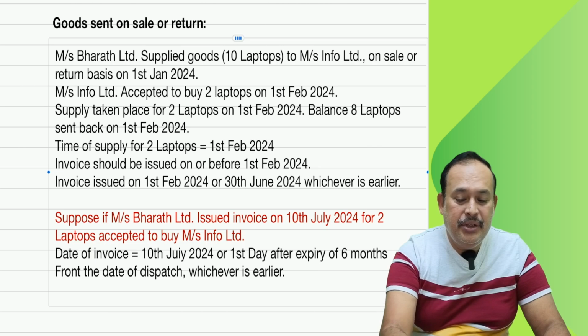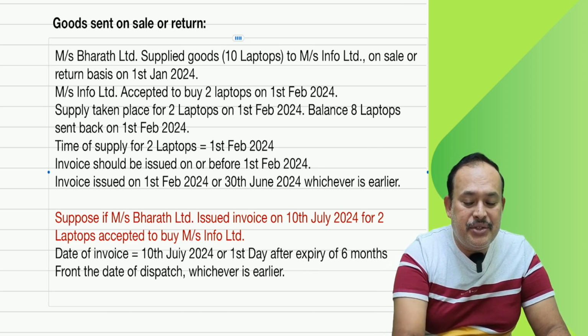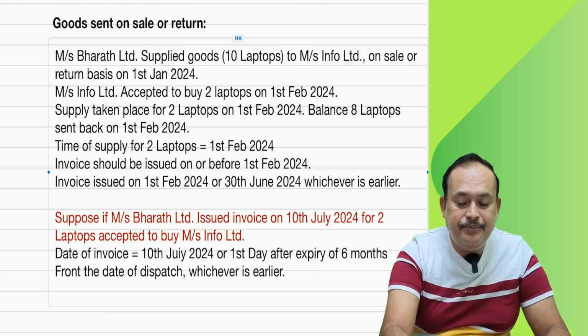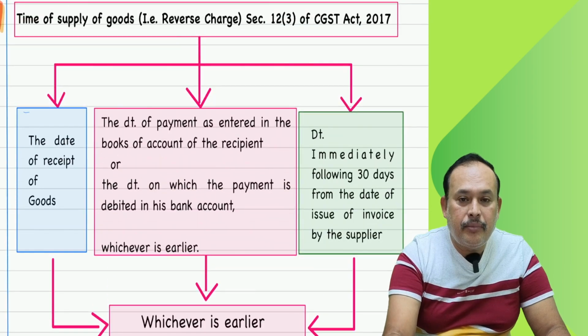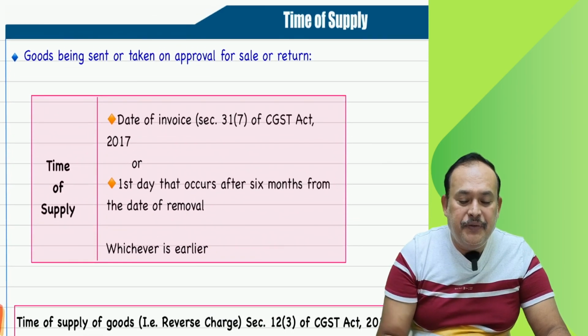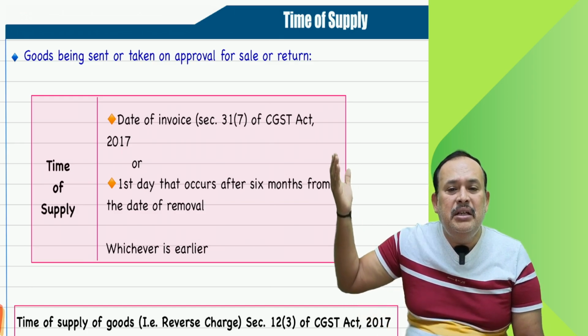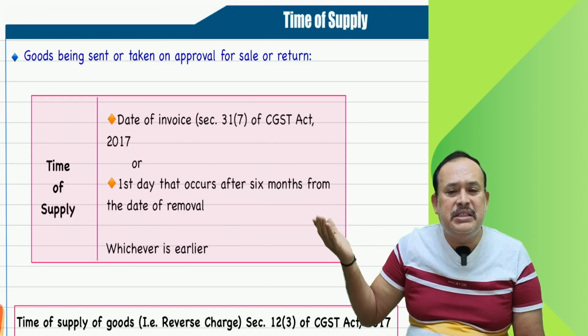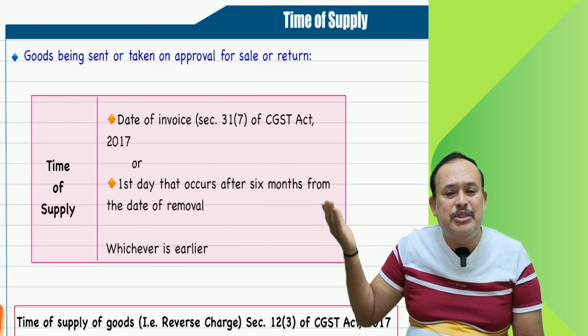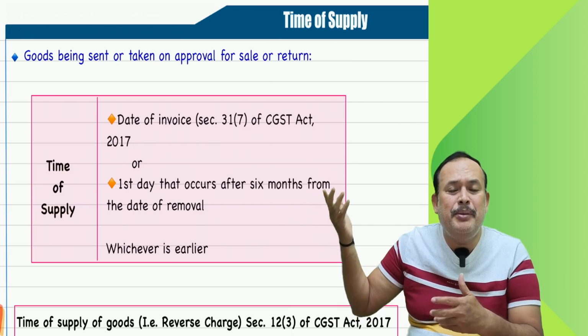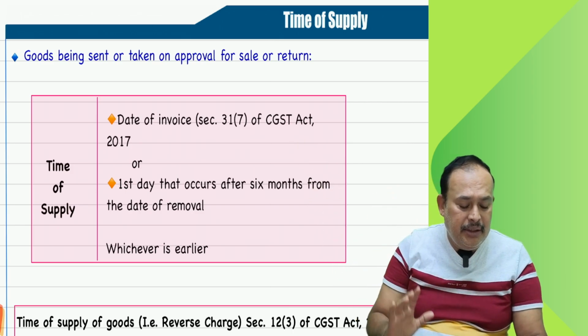Now referring further, my dear friends, for a kind consideration, look here. After this, goods sent on sale or approval basis, time of supply is the date of invoice or first day that occurs after expiry of 6 months from date of removal, namely from date of dispatch, whichever is earlier.